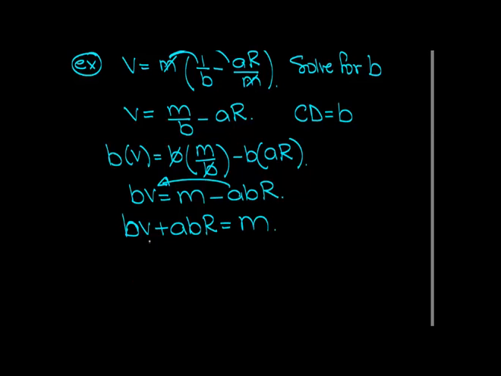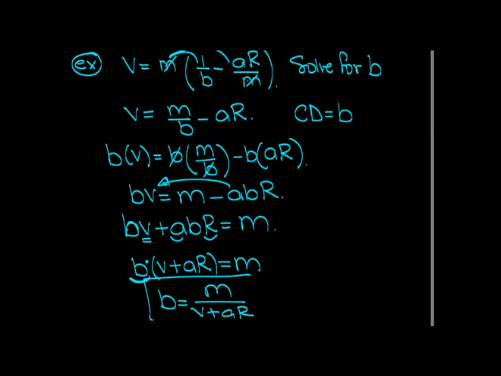Well, I do not know what b is, I do not know what a is or r, so there's no way to combine these into one term, but I still want to solve for b. But I do notice that both these terms have a b in them, so I can factor that out. So I get b times (v plus ar) is equal to m. And then, since the v plus ar is attached to b with multiplication, and I want to isolate just b by itself, I'm going to divide both sides by v plus ar. So I get b is equal to m divided by v plus ar. And there's your formula for b, given m, v, a, and r.